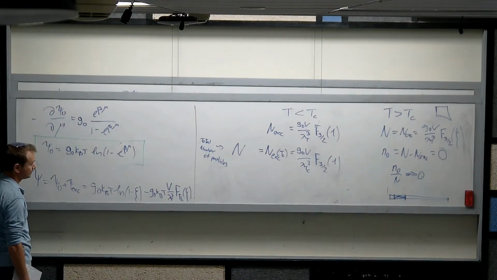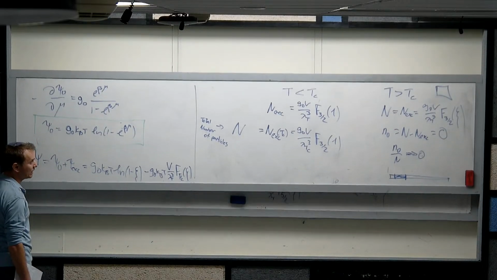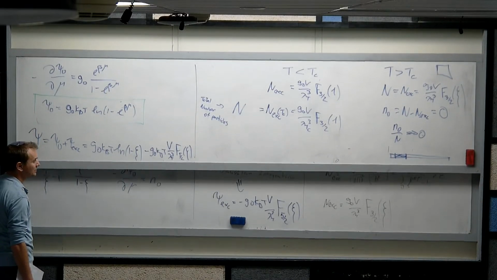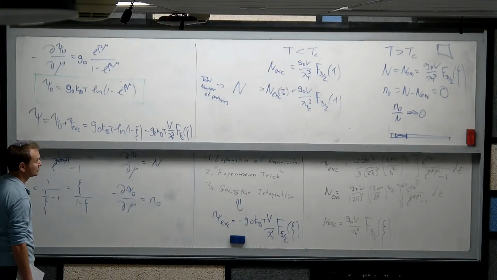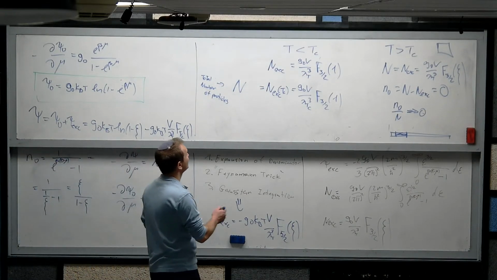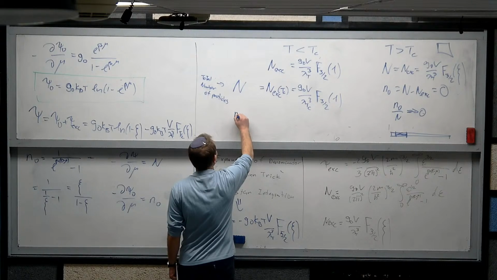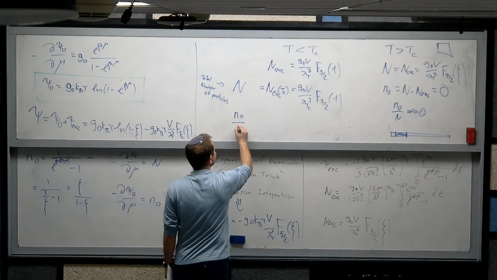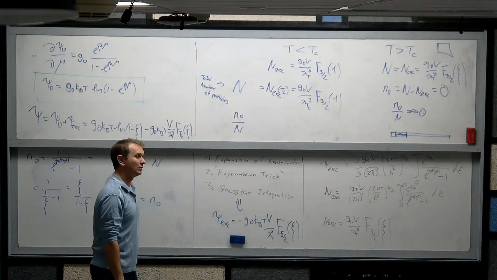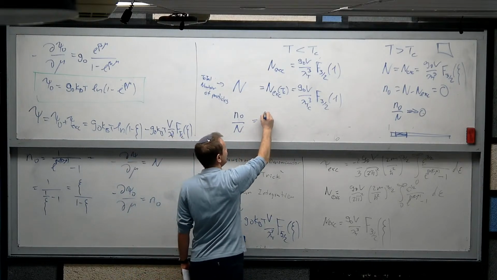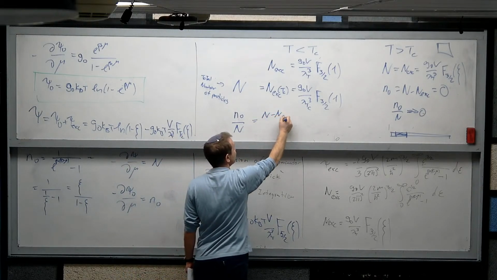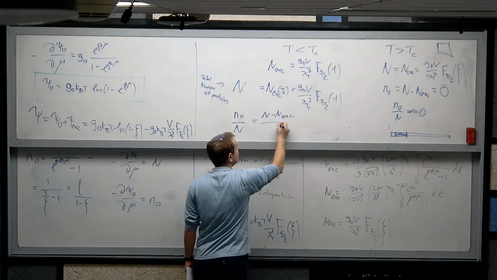The first one is the fugacity, right? Yes. So let's compute n0 divided by n. So n0 divided by n is simply n minus n excited divided by n.